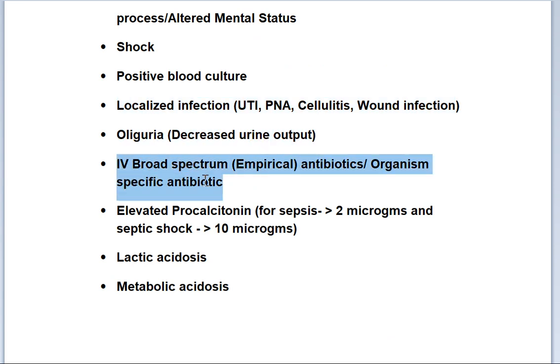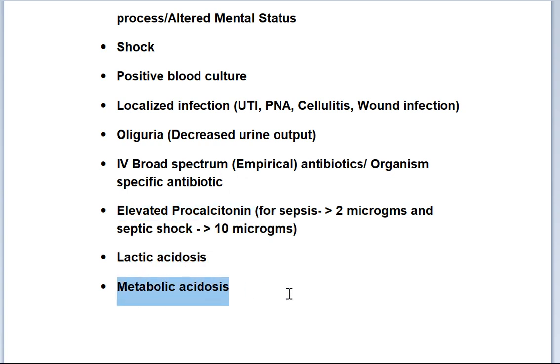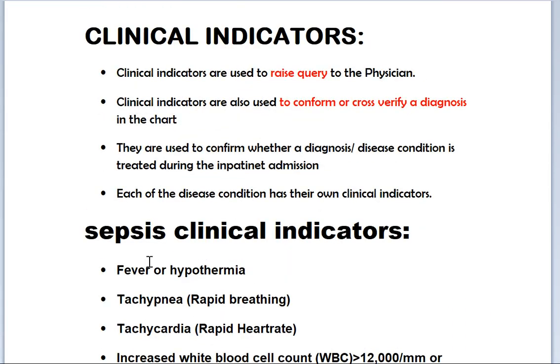Why is this given? As I already told you, it is an infection. So if the provider has stated this patient has sepsis and also treated with IV broad spectrum or empirical antibiotic, or some organism-specific antibiotic, then it means this patient has sepsis and is treated for that condition with antibiotics. So it is a supporting clinical indicator. Also elevated procalcitonin, lactic acidosis, metabolic acidosis, all these conditions are clinical indicators for sepsis. We need to understand this.